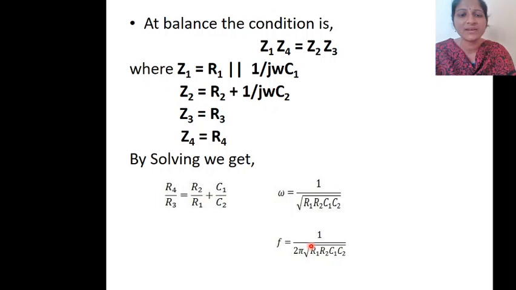F is equal to 1 by 2 pi into square root of R1 R2 C1 C2. But as you are using equal coupling resistors, R1 is equal to R2 and C1 is equal to C2. So that becomes F is equal to 1 by 2 pi RC.